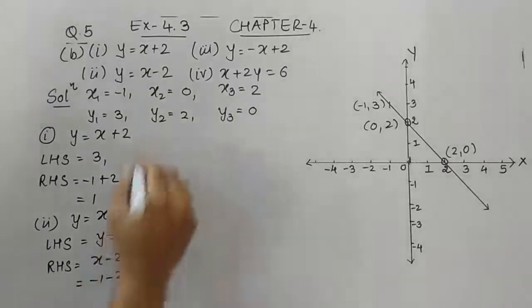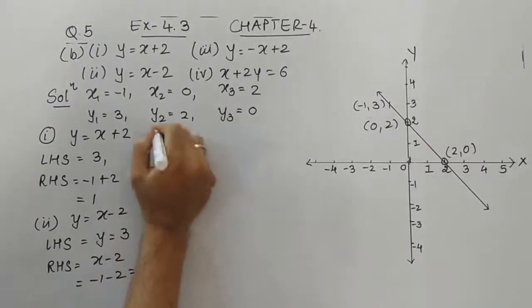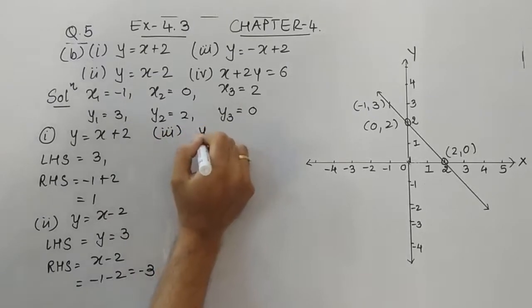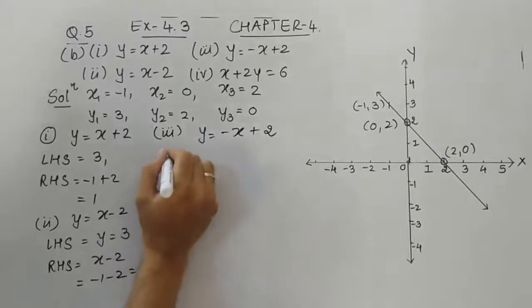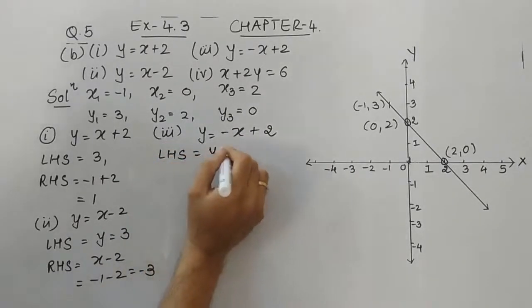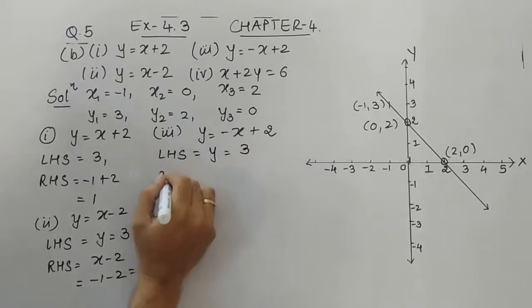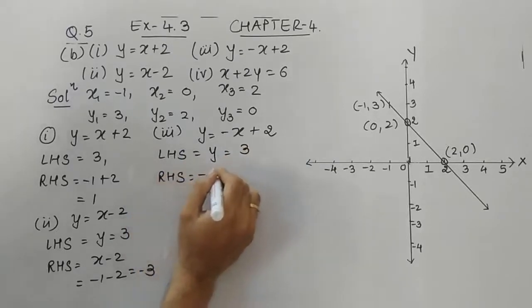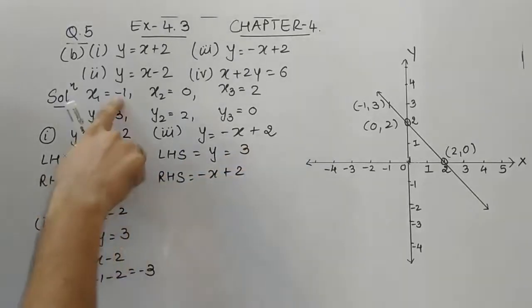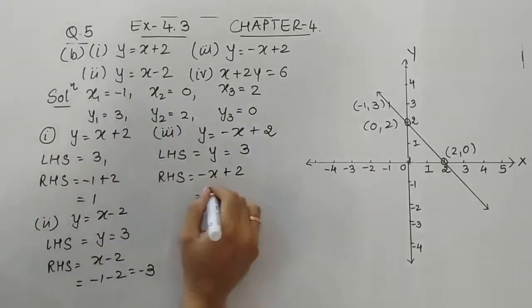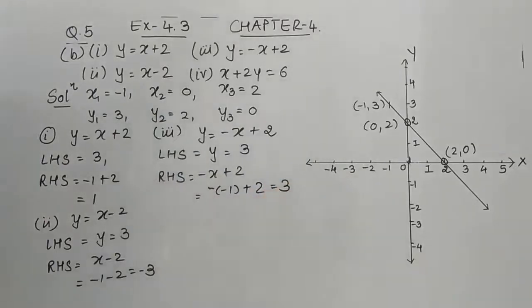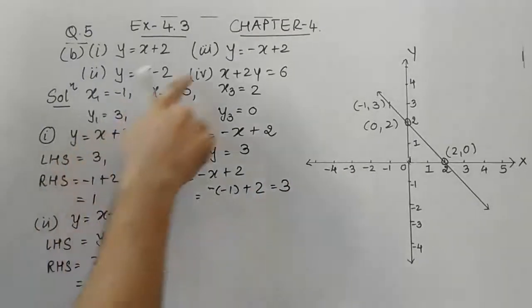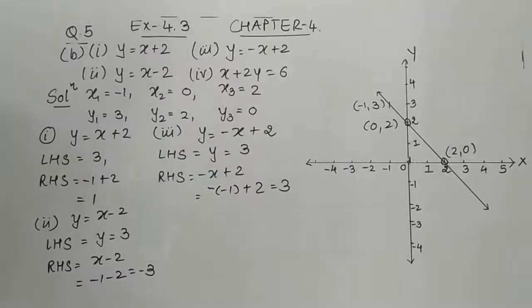So now we'll move towards the third equation. The third is y is equal to -x plus 2. So let us substitute the values. The left hand side is 3, and the RHS is -x plus 2, minus x, that means -(-1) plus 2, so that comes to 3. So we can see that this is a solution of this equation. We have to check for the rest of the two also.